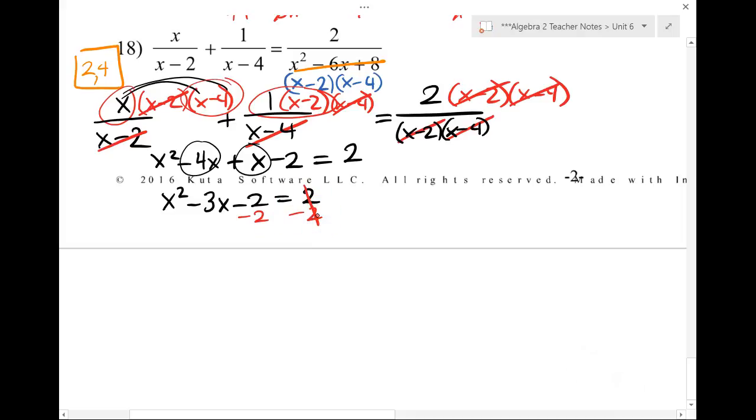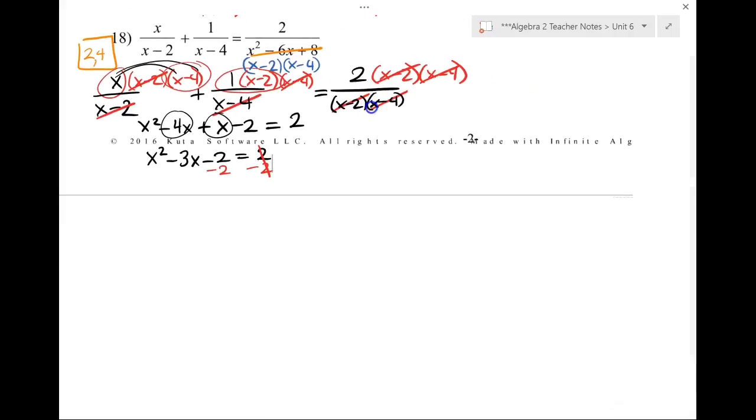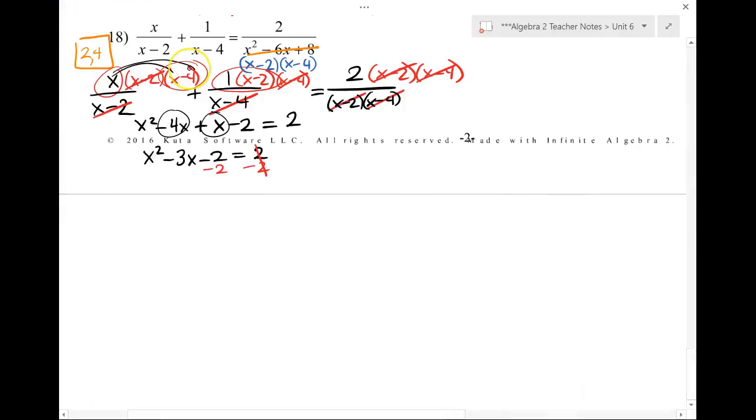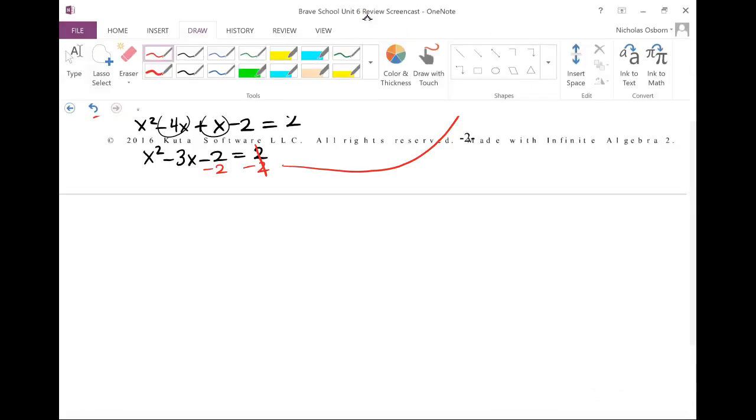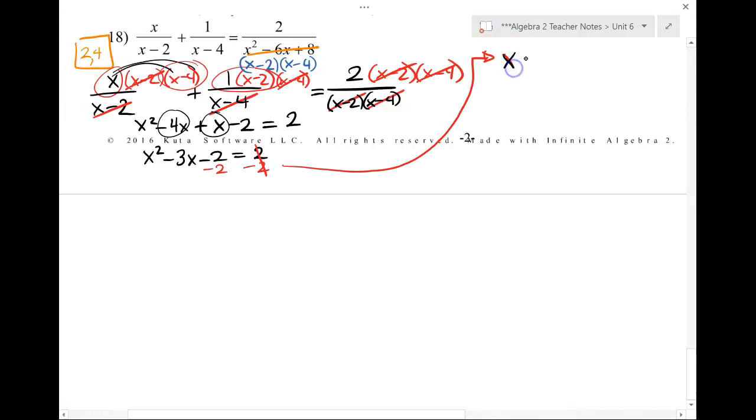Okay. And now let's move it over here to the right. So those cancel out. So now I have x squared minus 3x, and then negative 2 minus 2 is negative 4, equals 0. And the reason I moved everything to the left is because I have an x squared term, and that tells me that I'm probably going to have to factor at the end, so I want everything on the left side. So now I want to factor this so I can figure out what's going to make this equation true.